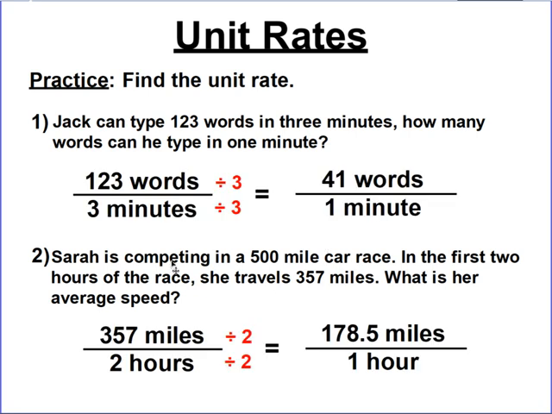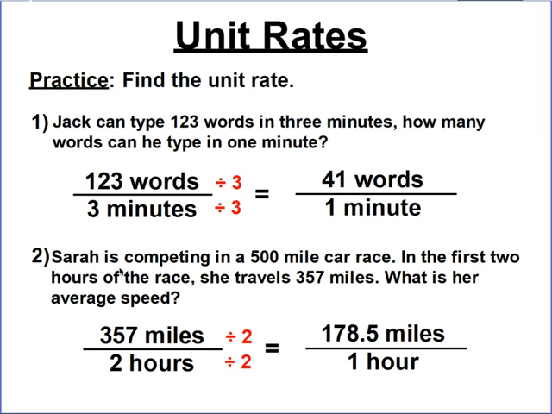All right, here are your answers. Jack can type 123 words in 3 minutes. That is your rate. To find the unit rate, you divide by the denominator, which is 3. So on average, or the unit rate, is that he can type 41 words in 1 minute.